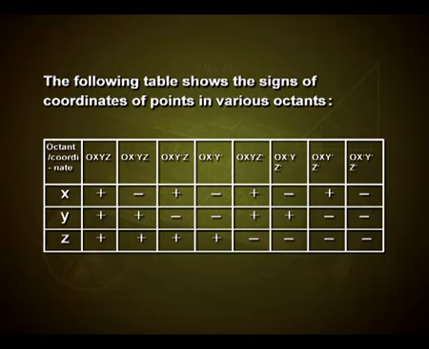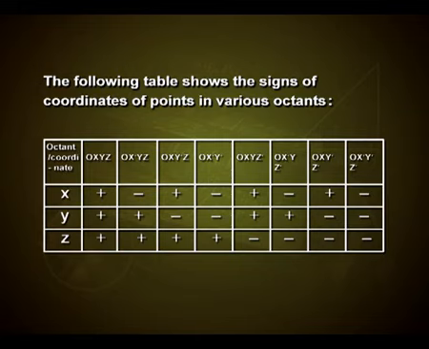In the octant OX'Y'Z, we can see the coordinates of x and y are negative and coordinate of z is positive. In the octant OXYZ', we can see the coordinates of x and y are positive and coordinate of z is negative. Similarly, in the octant OX'YZ', we can see here that the coordinates of x and z are negative and the coordinate of y is positive.